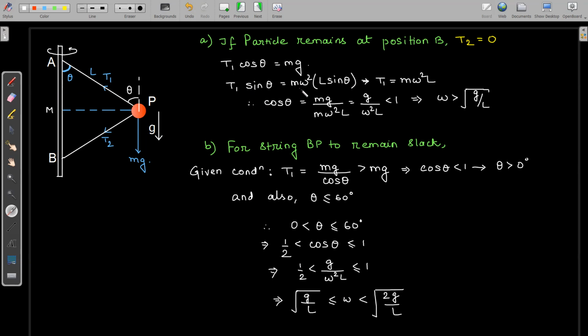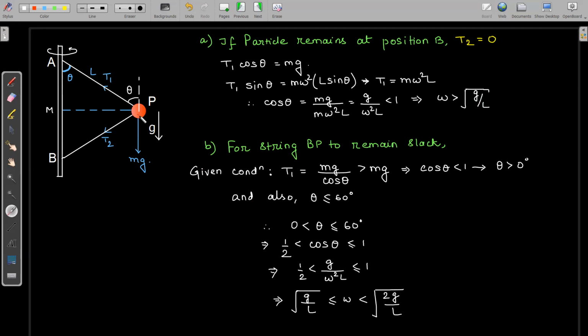So T1 sin theta will be m omega square into the radius of the circle, that is L sin theta. So this sin theta term gets cancelled out and tension T1 will be m omega square L. If I replace the value of tension T1 in this expression, then cos theta will be mg by m omega square L. And since cos theta has to be less than 1, the value of omega is greater than under root of g by L.